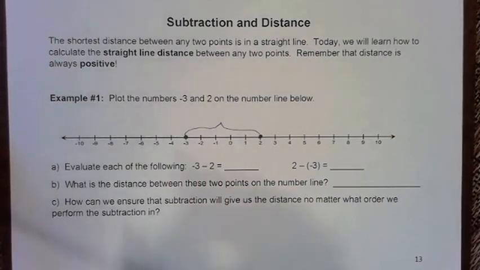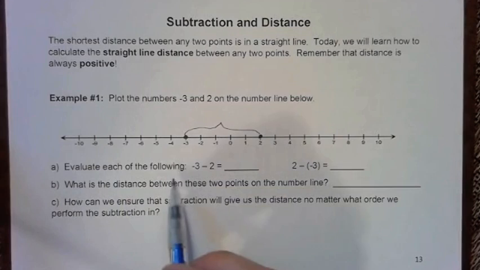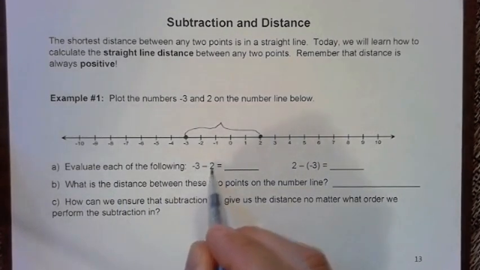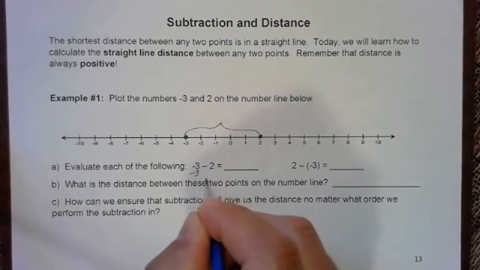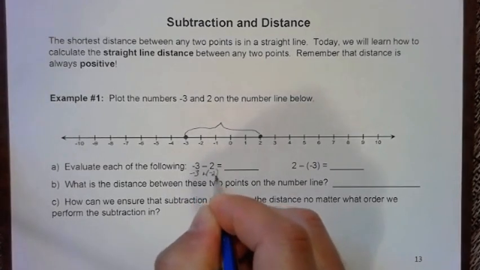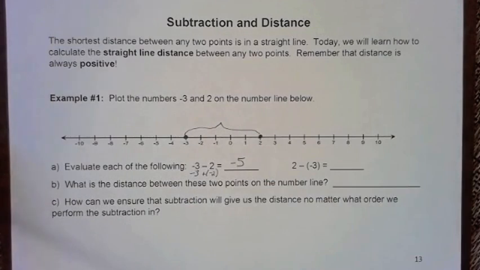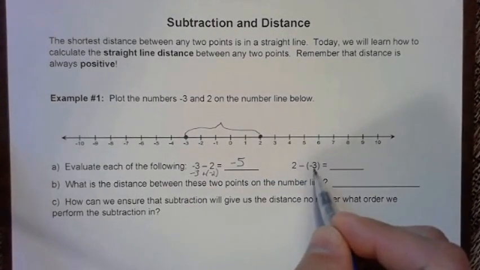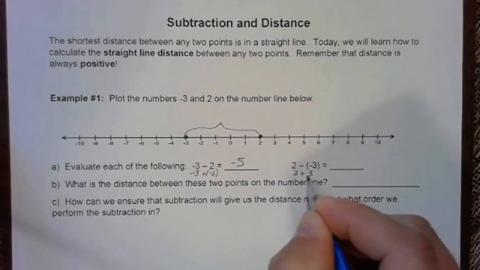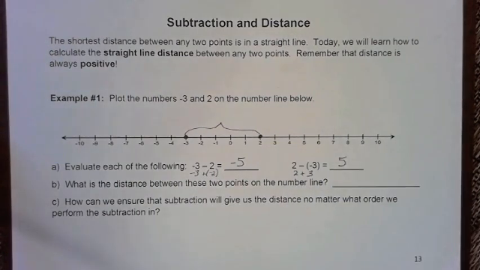All right. So in part A, it says evaluate each of the following. -3 minus 2. Well, remember that -3 minus 2 is the same as -3 plus -2, which would give us an answer of -5. And 2 minus -3 is the same as 2 plus 3, which is +5.